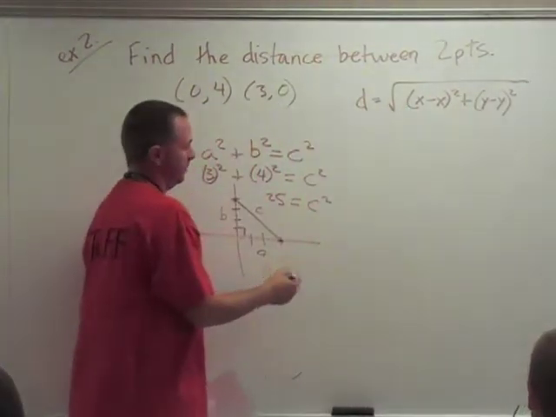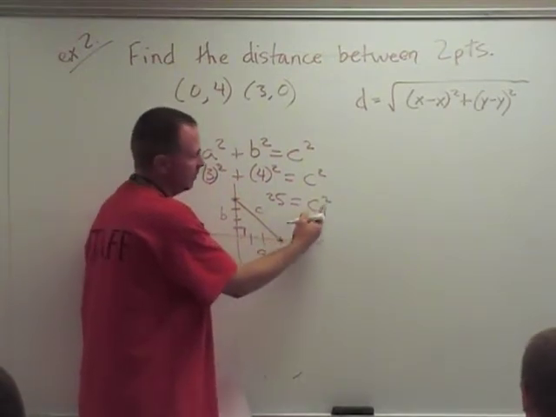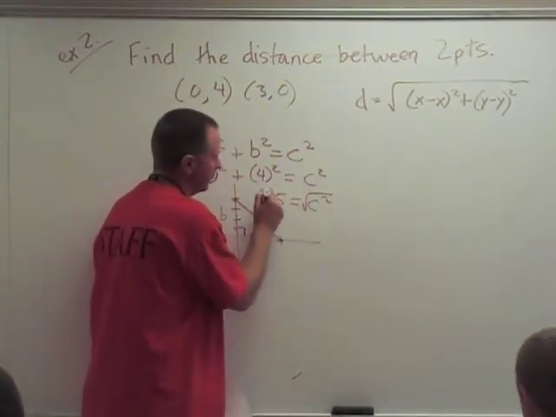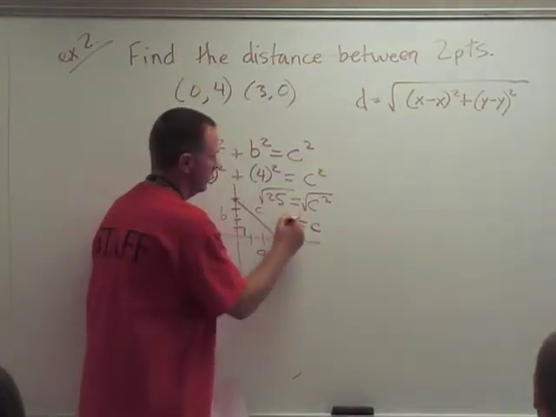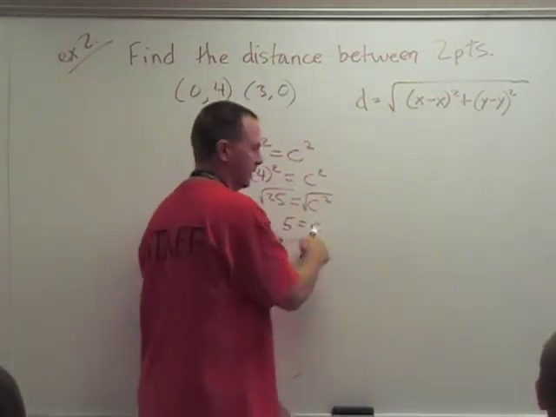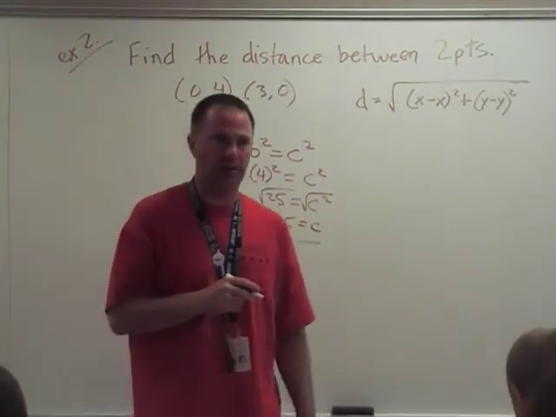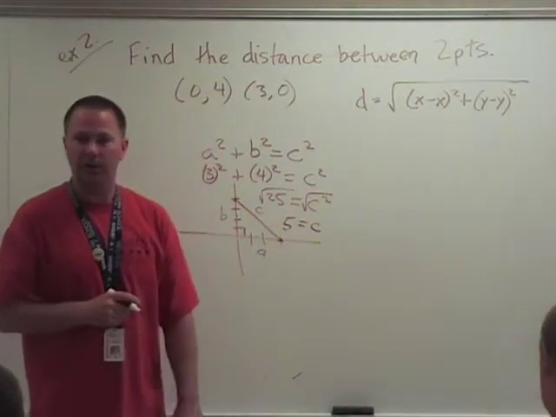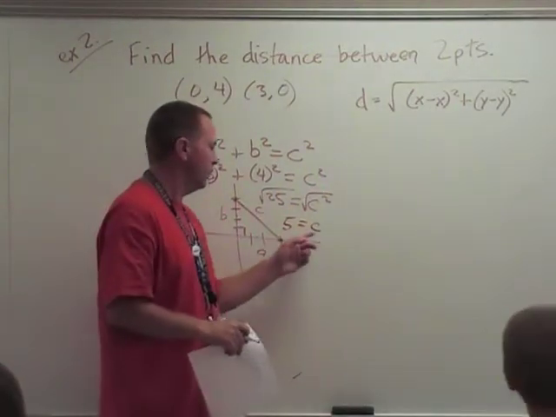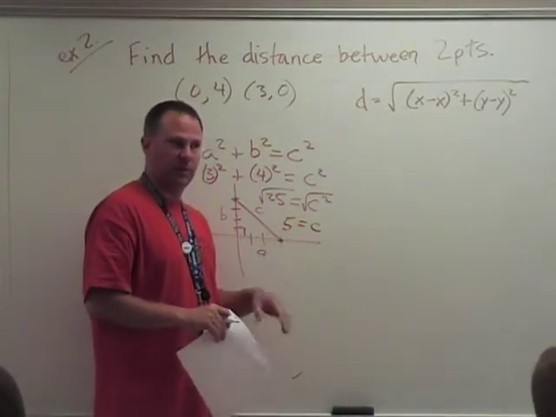Where did the square root come from? Anytime you want to get rid of a square, take the square root. What's the square root of C squared? C. What's the square root of 25? 5. B is really what C is, okay, in the Pythagorean theorem. The distance formula is nothing more than the Pythagorean theorem, solved for C, not C squared.